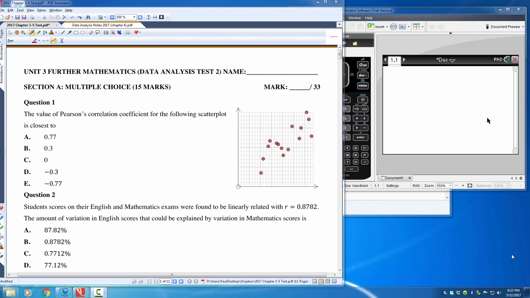We've got the test solutions here for the data analysis test, or the chapter 3 to 5 test. So let's work through them. Alright, question 1 starts you off fairly easily.